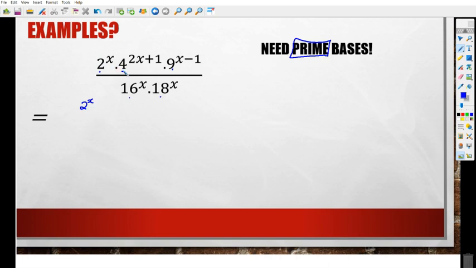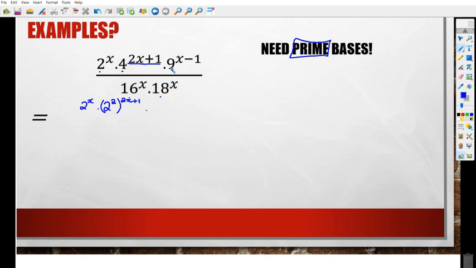Is 4 a prime number? No, but I can change it into one. So I put 4 into my calculator, I say equals, I say shift fact, and I've got 2 to the power of 2 in my calculator, and that stays in a bracket. And what goes outside the bracket? To the power of 2x plus 1. Fantastic. Multiplied by.